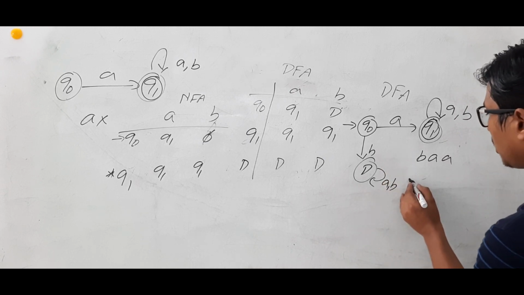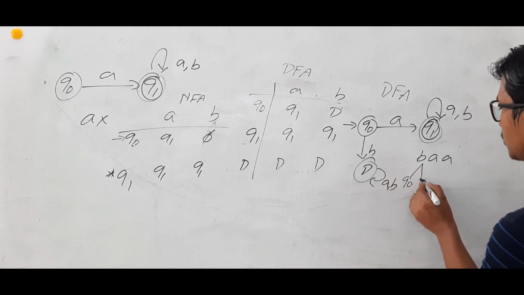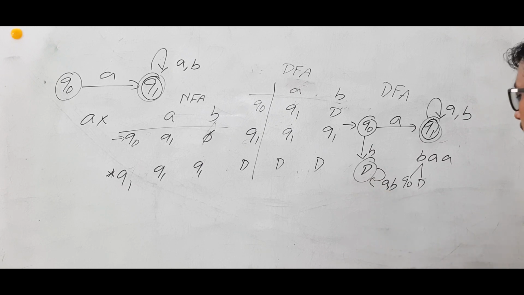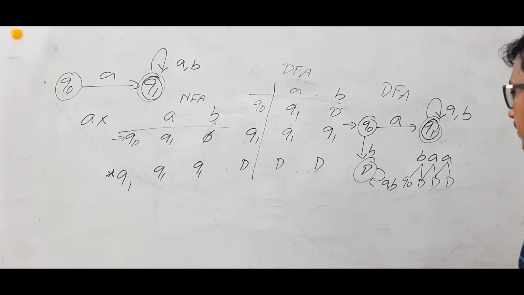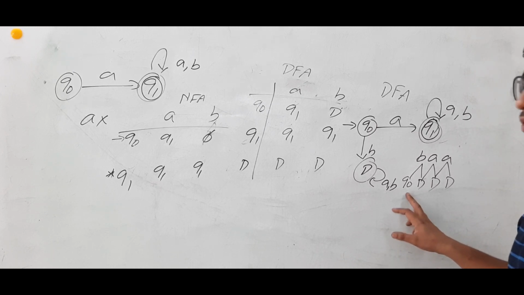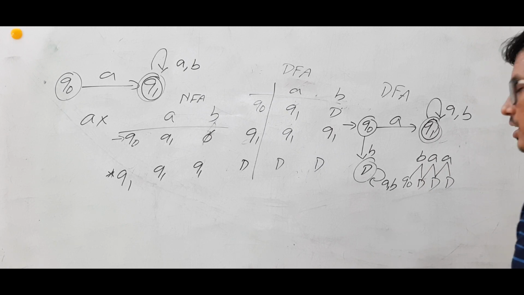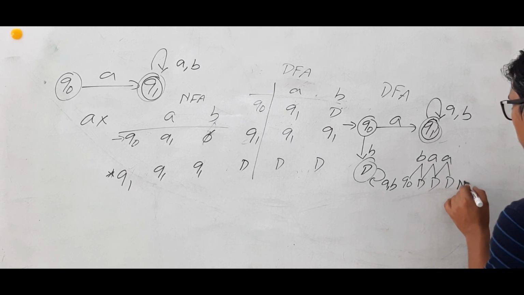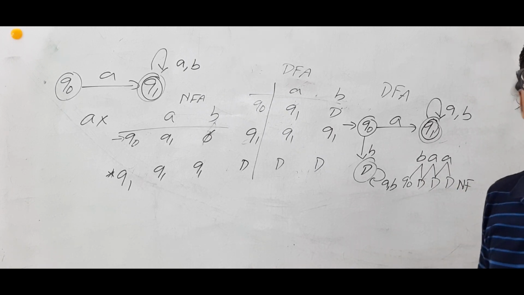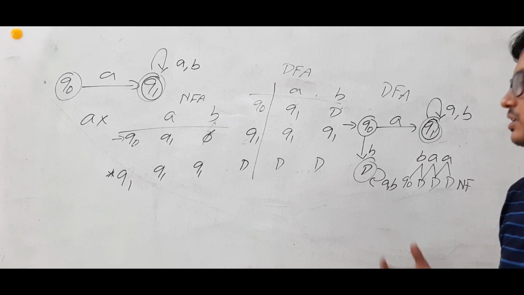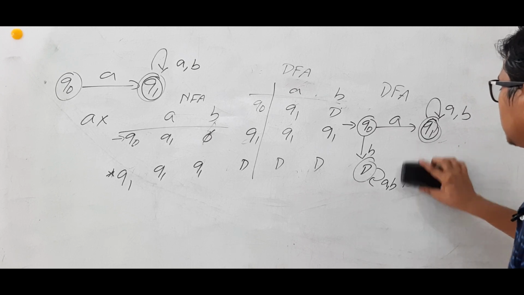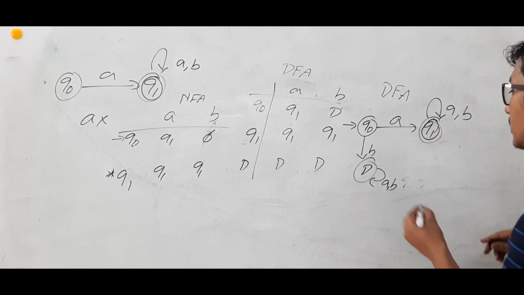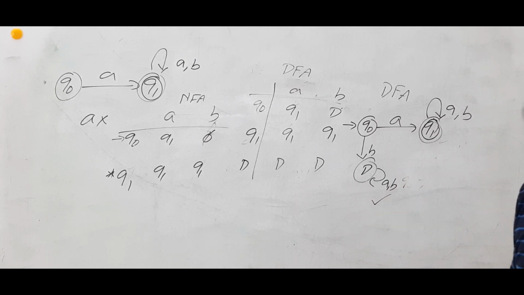Now in the DFA, Q0 on B, what is happening here? It is going to a state called D. Now D on A, it is going to a state called D. D on A, you are going to a state called D. Now from the initial state Q0, by traversing the string BAA, you are reaching a state called D, which is a non-final state. Once you reach a non-final state, what can you say? This string is not accepted by the DFA. So I can say that this is the equivalent DFA for the given NFA.